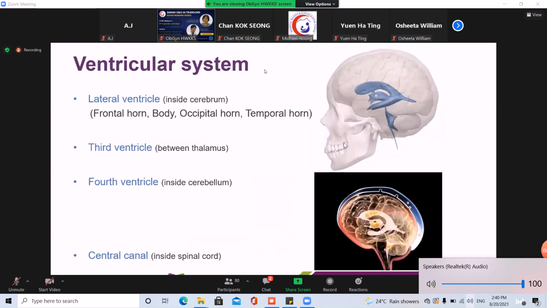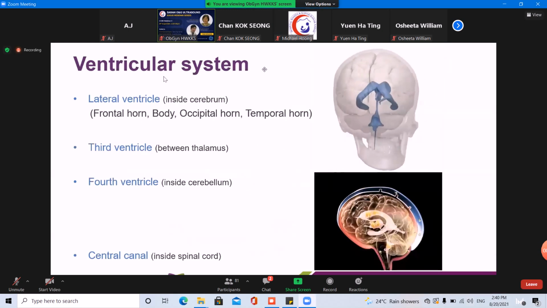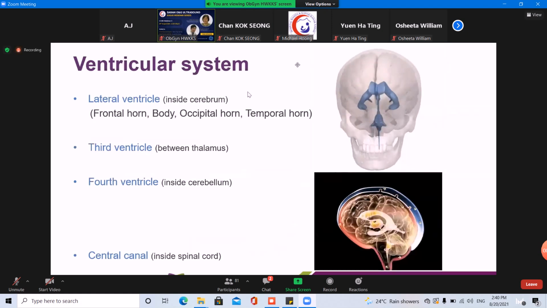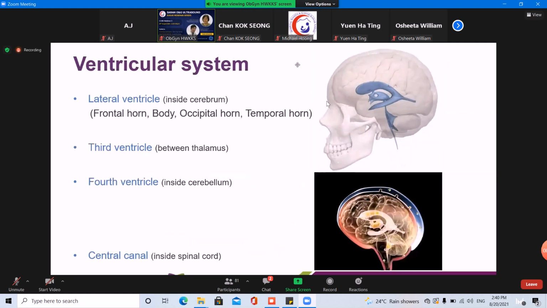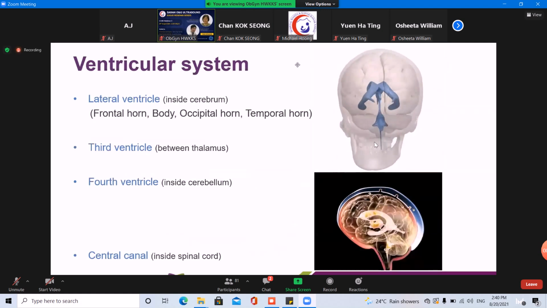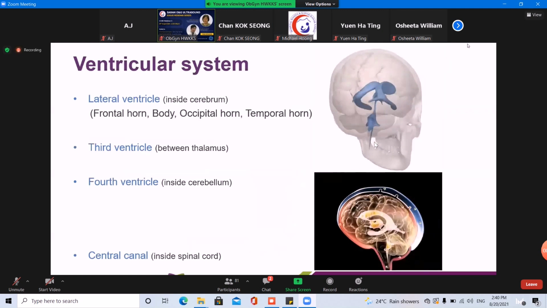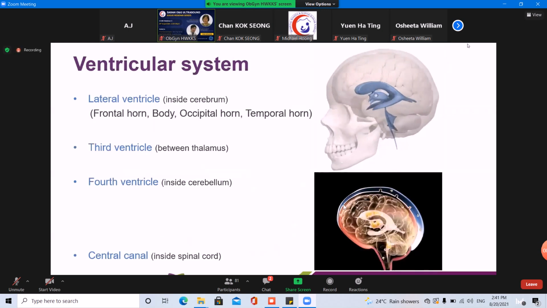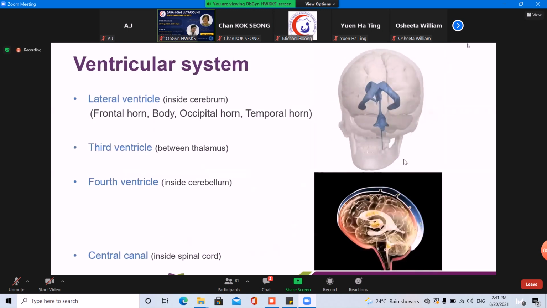So the innermost layer of the brain is made up of the ventricular system, which is a system of spaces containing cerebrospinal fluid, CSF, which is responsible for the production and the circulation of CSF, both within the ventricular system and also the subarachnoid space of the brain.